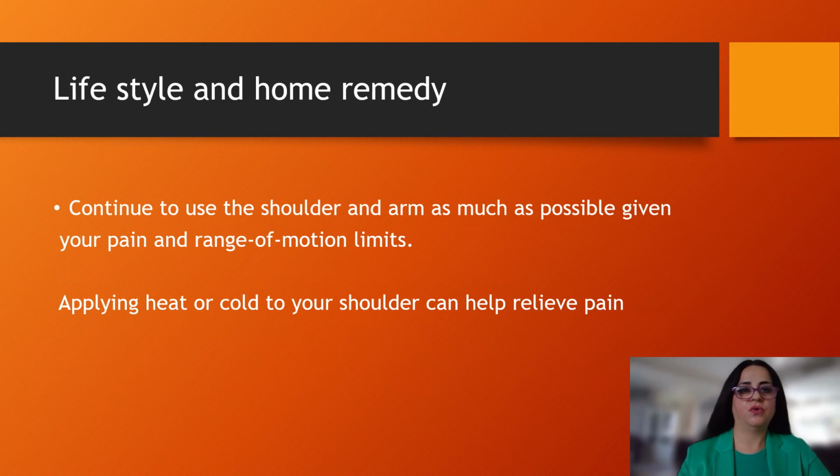What you can do at home or change in your lifestyle to help you overcome frozen shoulder as soon as possible. Continue to use your shoulder and arm as much as possible, given your pain and range of motion limits. Applying heat or cold to your shoulder can help relieve the pain.